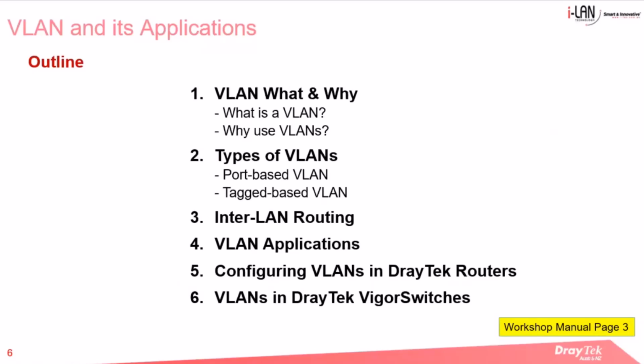So we'll start by covering some theory and look at the topics that we listed here in the outline. So what is VLAN? Why do we need to use VLAN? And what are the two types of VLAN that our DrayTek routers offer? We compare and outline the two types of VLAN, which are the port-based VLAN and the tag-based VLAN. We will go through a little bit about how you can enable inter-VLAN routing between the different subnets, and we will go over some real-life examples where you can utilize VLAN.